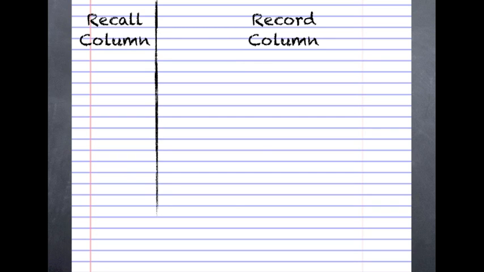So to start our Cornell note page, we will split the page into two columns. The column on the left side, the recall column, should be about 2.5 inches wide, leaving about 2/3 of the page or more for the record column. Take your notes in the record column for the lecture or from the textbook. Be sure to rephrase the information into your own words.